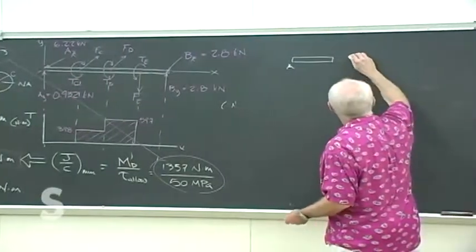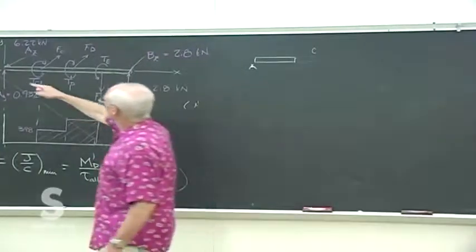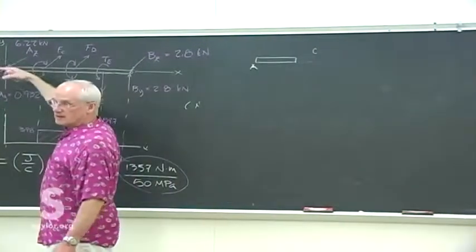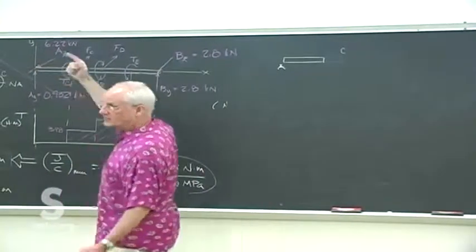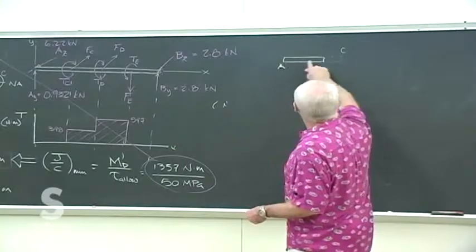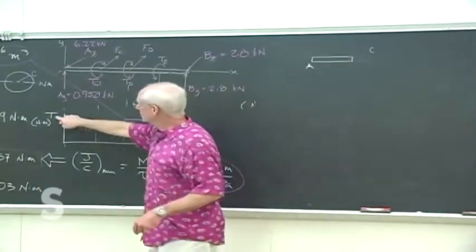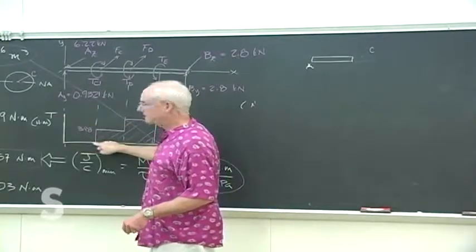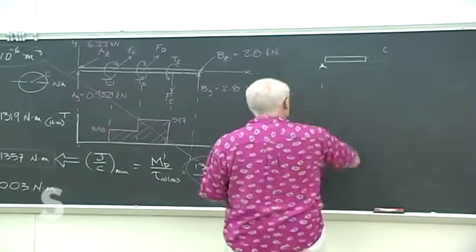Point C is out here somewhere. This journal bearing is just a freely spinning bearing, and it keeps the shaft from flying around, just supports it, but it doesn't apply any torque. So we know between A and C, there is no internal torsion. So that's just that.